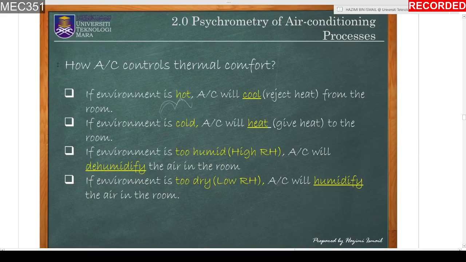So we can summarize that to control thermal comfort, if environment is very hot, aircon will reject heat from the room. Kan? Bila panas, kita reject heat lah. Barulah suhu turun capai 22 hingga 24 darjah Celsius yang kita nak tadi. Okay.